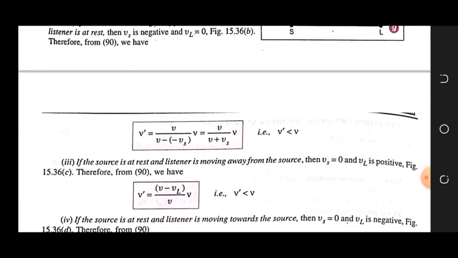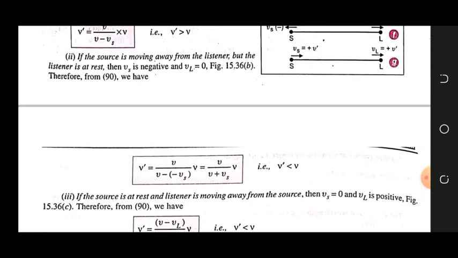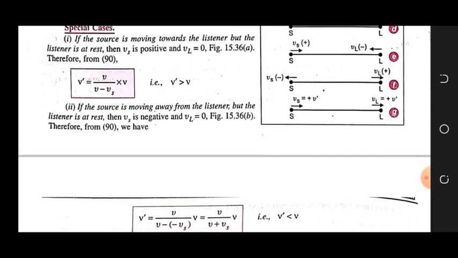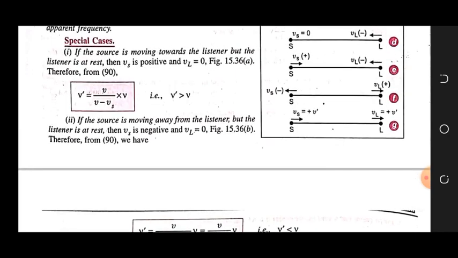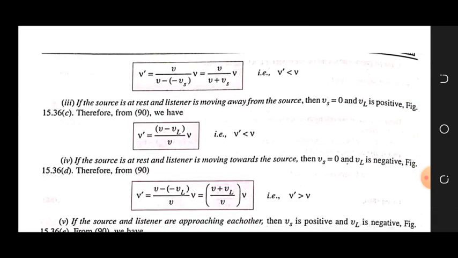That is, now nu dash will be less than nu for this case. So nu will be greater than nu dash, because in this case now the denominator is greater than the numerator. In the first case the denominator was less than the numerator, exactly that's why nu dash was greater than nu. So I think I have just said the wrong word there.